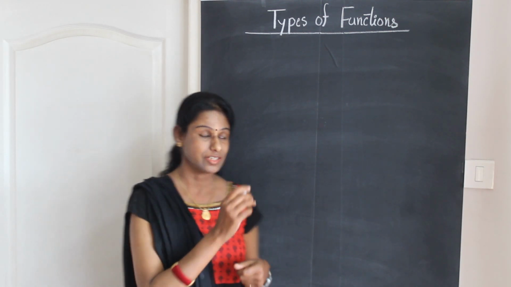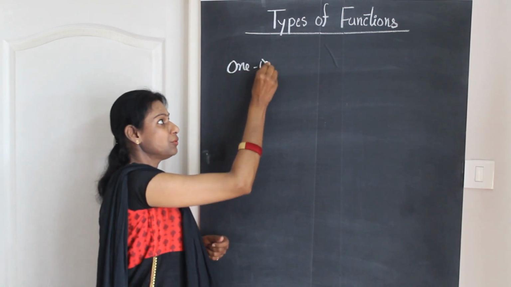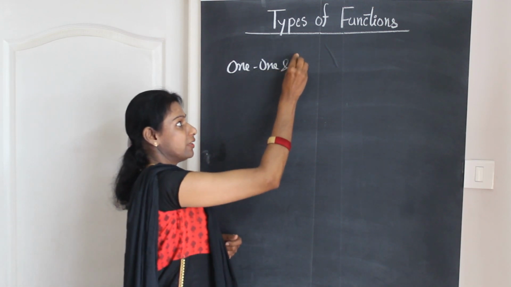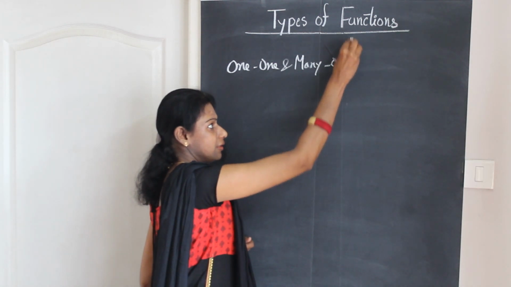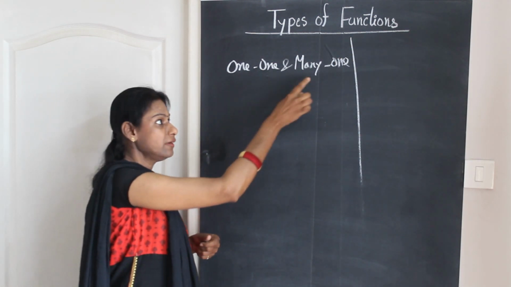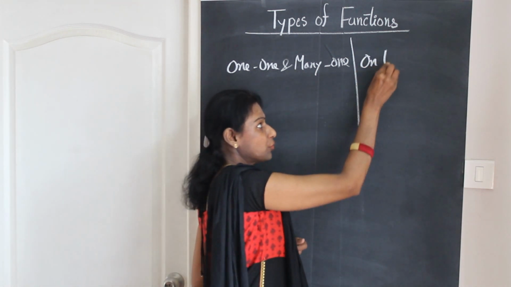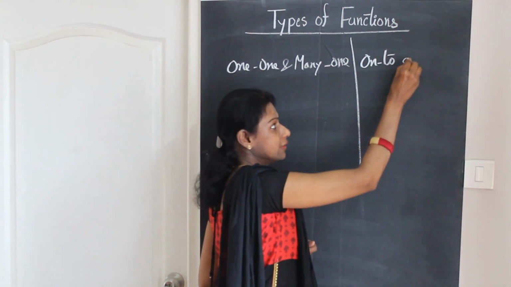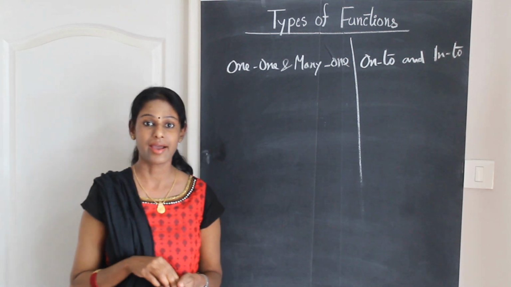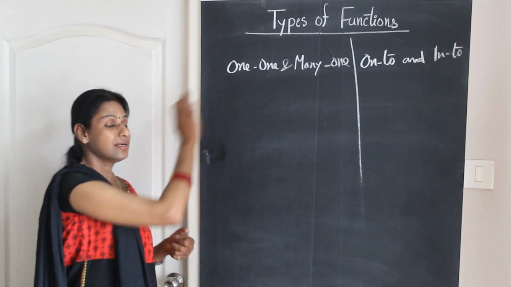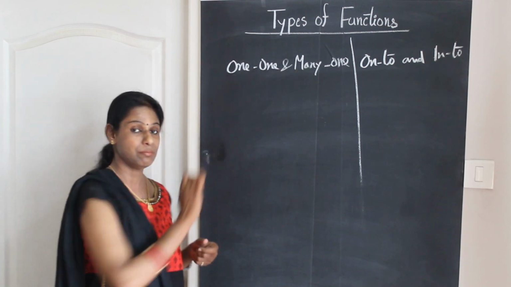So the main classification is into one-to-one and many-to-one. One-one or one-to-one and many-to-one. Second type of classification is onto and into. Onto and into.